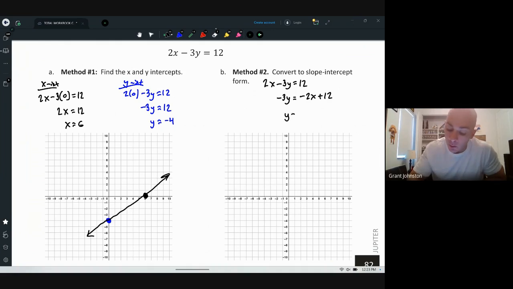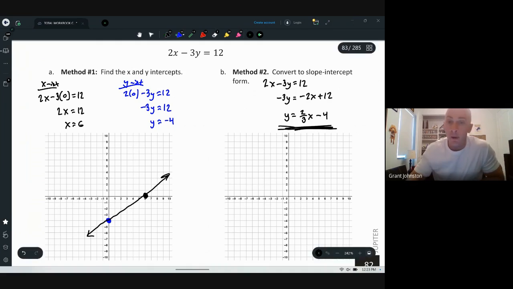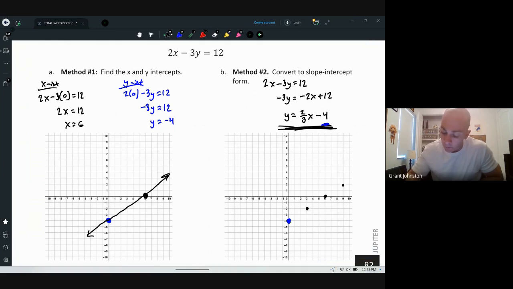So I'm going to have y equals negative 2 divided by negative 3. That's not going to be a whole number. So I'm just going to leave it as, and a negative divided by negative is positive, so it's going to be 2/3 x. 12 divided by negative 3 would be negative 4. It's in slope-intercept form. My y-intercept is negative 4. My slope is 2/3. So I'm going to go up 2 to the right 3, up 2 to the right 3, and so on and so forth.